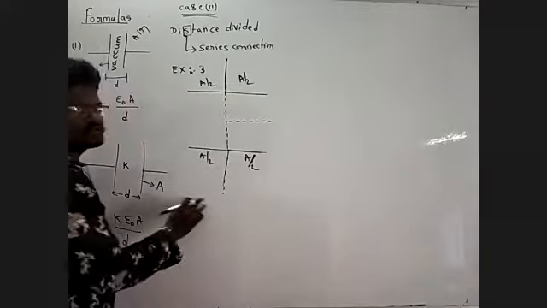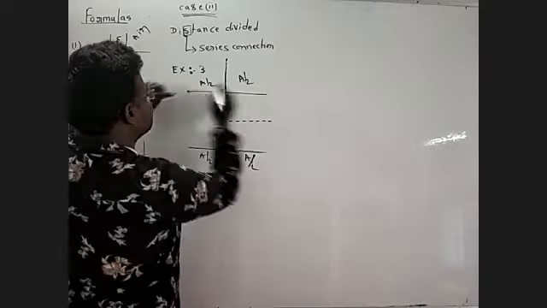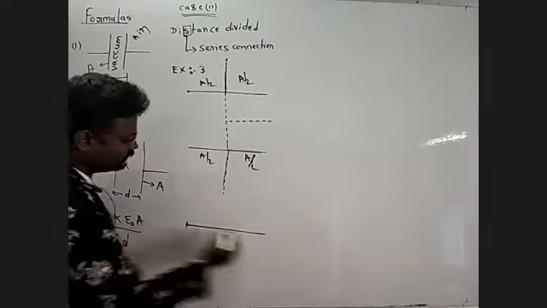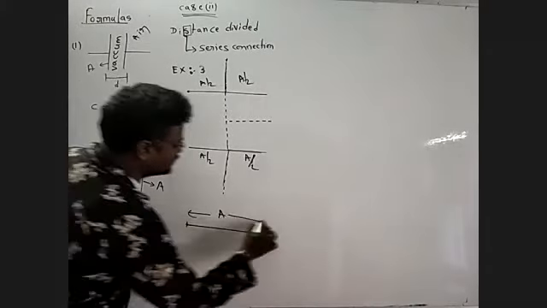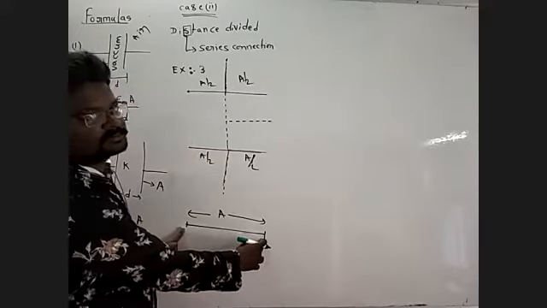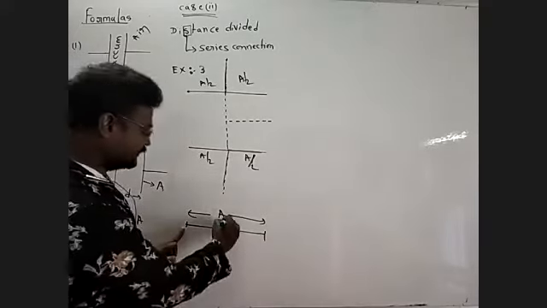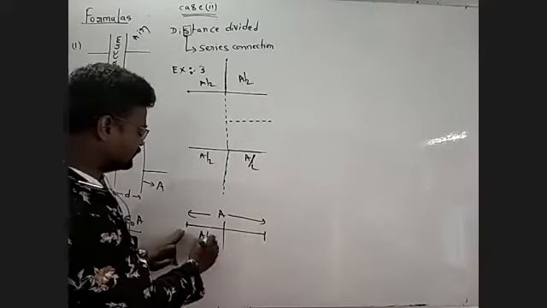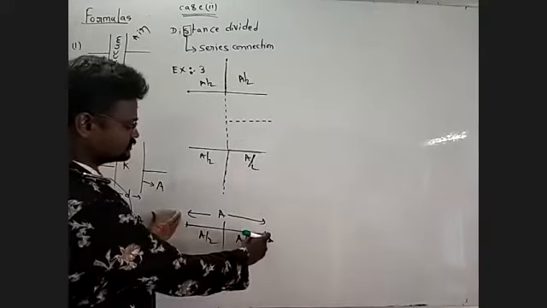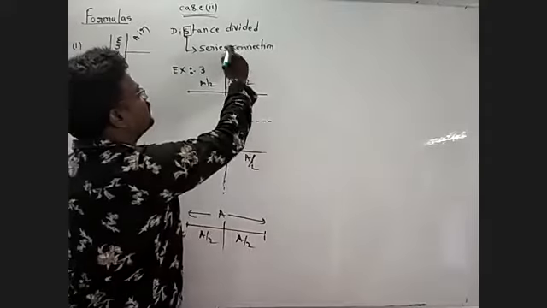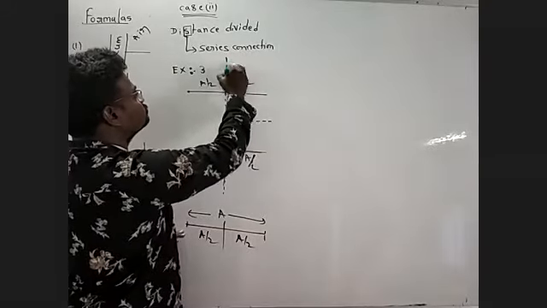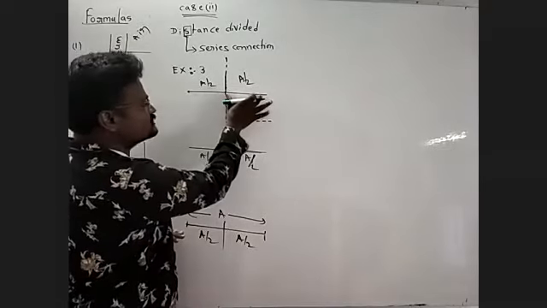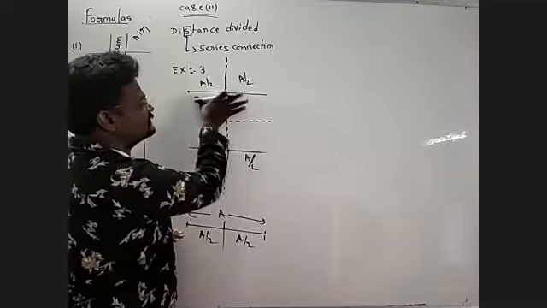From here to here is the plate, with cross section area A. This is one plate of the capacitor. A can be divided into two equal parts. This is A by 2 plus this is A by 2. I'm cutting the two plates. This part is A by 2, this part is A by 2. Totally, from here to here is A.